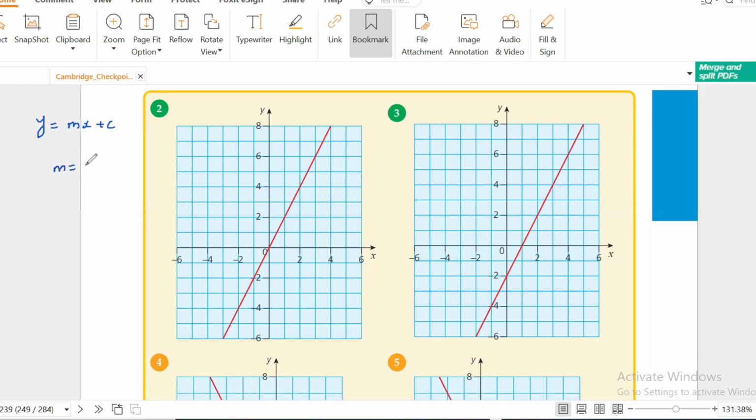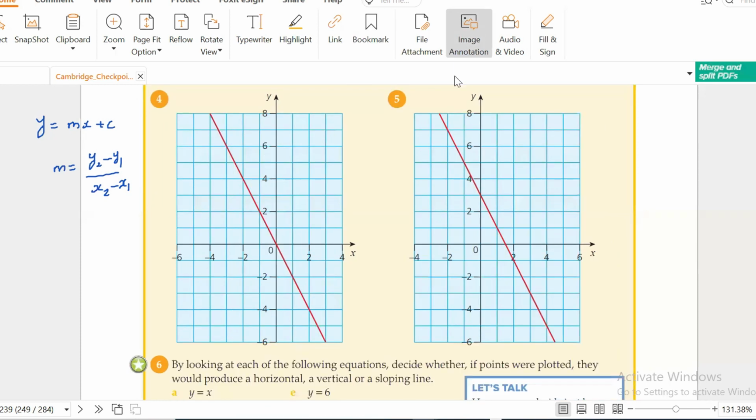How to find m? By using this formula, (y2 - y1) over (x2 - x1), and c is the slope intercept point, the point where the line intersects the y-axis. So if you see the y-axis, the y intersect point is basically the slope intercept point, and that is exactly 0. If you check carefully, this is the point where c equals 0, and where the line crosses the y-axis, that point is called the slope intercept point. And how to figure it out?